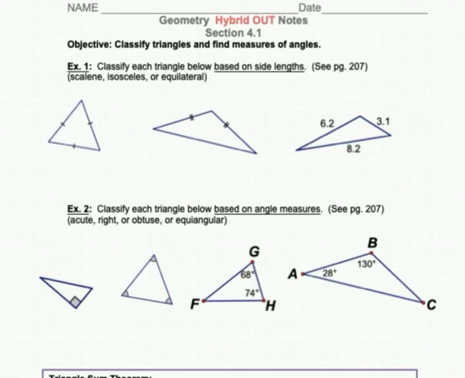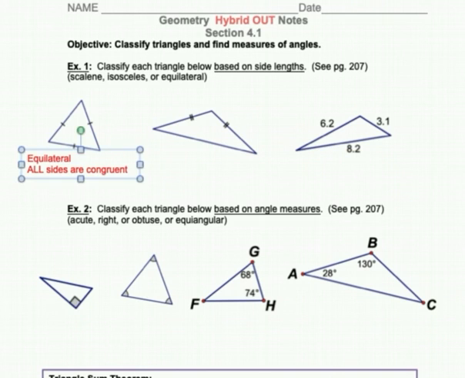For example 1, we're asked to classify each triangle based on its side lengths. And since we're asked to classify based on side lengths, I want to use either the word scalene, isosceles, or equilateral. When we get to example 2, we're asked to classify the triangles based on angle measures. And in that case, I would answer with one of these 4 words: acute, right, obtuse, or equiangular. Let's look back at example 1.